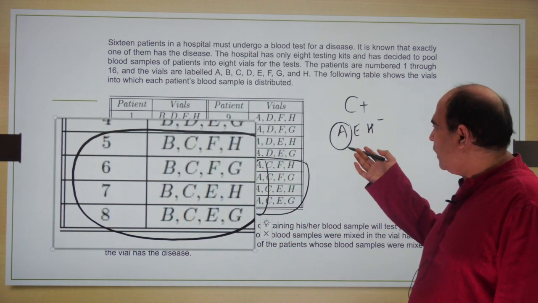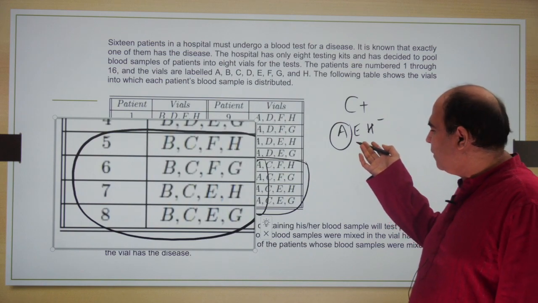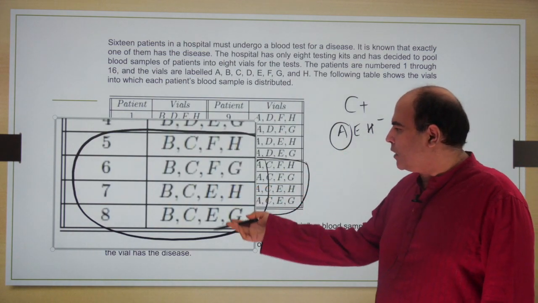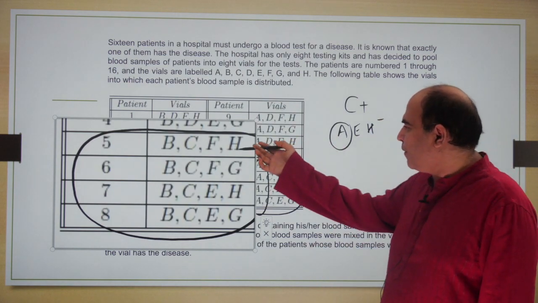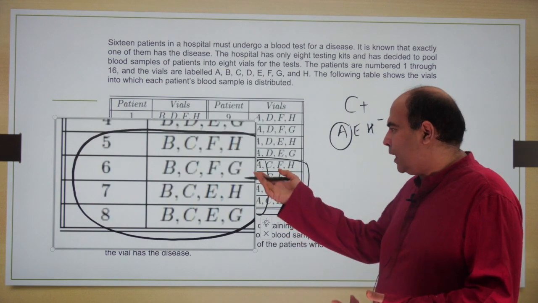And then the problem further says that E is negative. So if E is negative, patients 7, 8 are disease free, and if H is negative, patient 5 is disease free. So that leaves only patient 6.